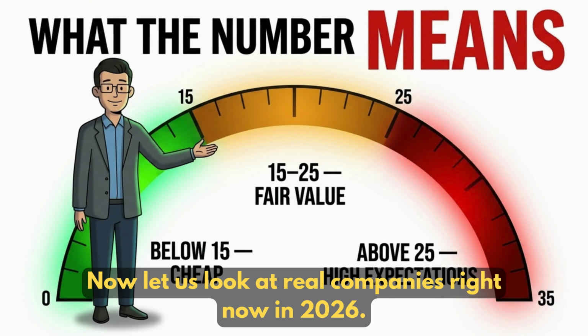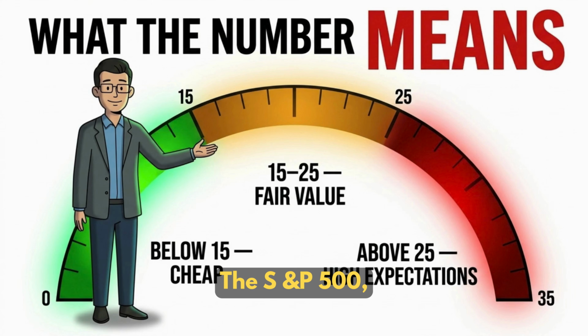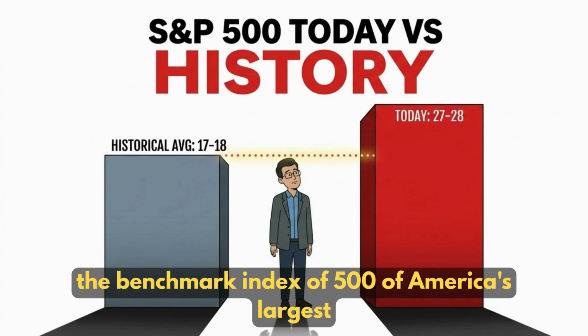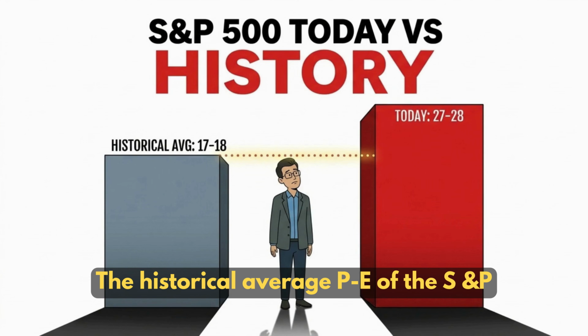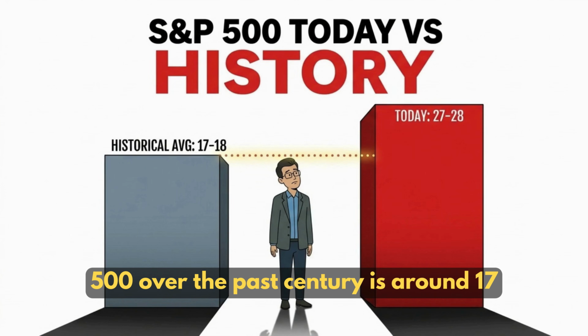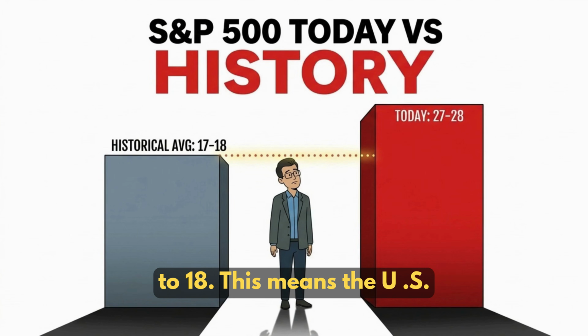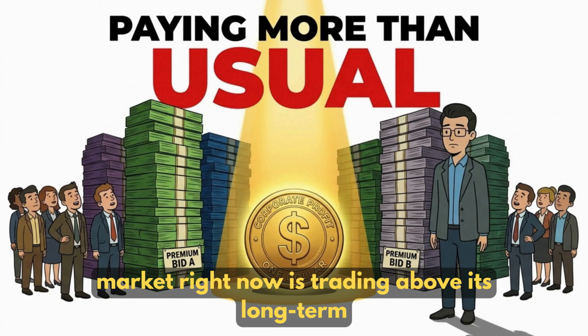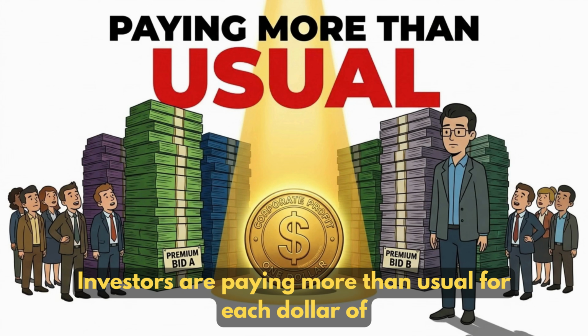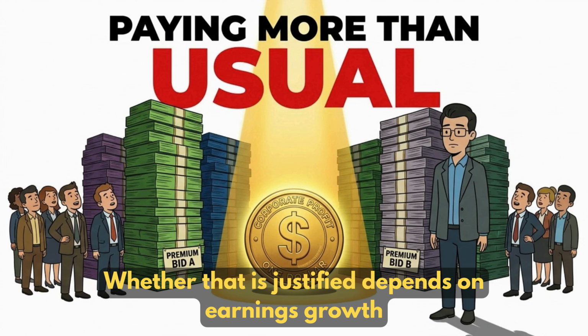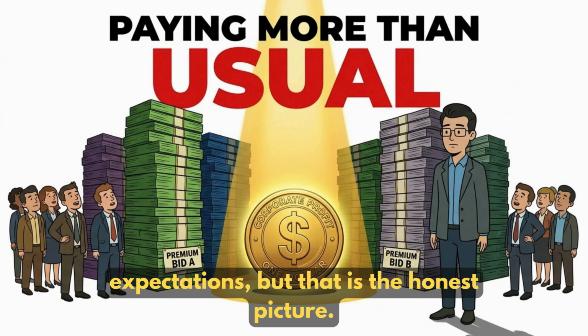Now let us look at real companies right now in 2026. The S&P 500, the benchmark index of 500 of America's largest companies, currently has a trailing P/E ratio of approximately 27 to 28. The historical average P/E of the S&P 500 over the past century is around 17 to 18. This means the U.S. market right now is trading above its long-term historical average. Investors are paying more than usual for each dollar of earnings. Whether that is justified depends on earnings growth expectations, but that is the honest picture.